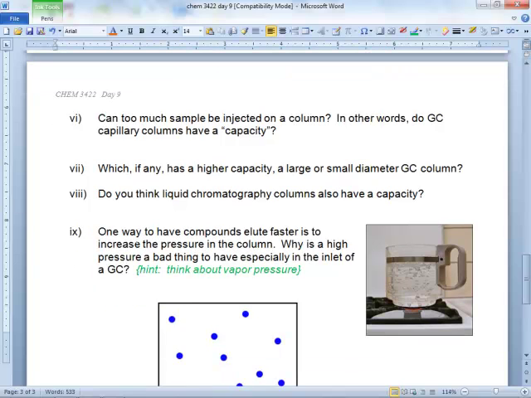Which, if any, has a higher capacity? Randy, a small or large diameter GC column? Which one would have a higher capacity? Could handle more analyte. The larger one? Why? Yeah, more, what's the technical word? More surface area. More surface area, right?